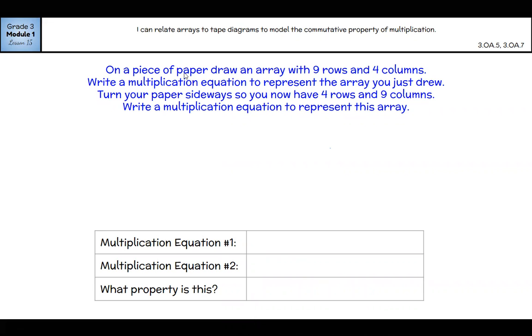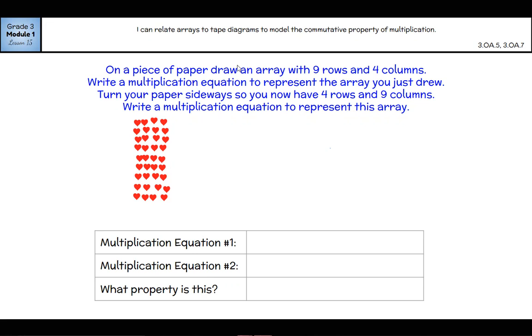All right, now it says, on a piece of paper, draw an array with 9 rows and 4 columns. So that would be 9 rows with 4 items per row. Go ahead and pause this if you would like and draw that if you're following along. Okay, so I have drawn my 9 rows with 4 items per row, or 4 columns. They call these columns. So this is 1, 2, 3, 4, 5, 6, 7, 8, 9 fours. The next part says write a multiplication equation to represent this array that we just drew.